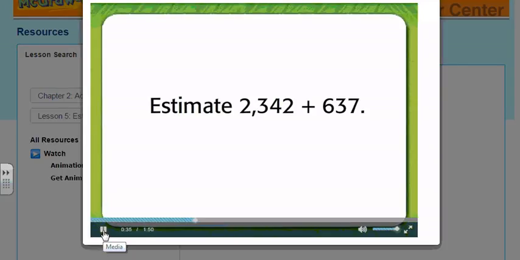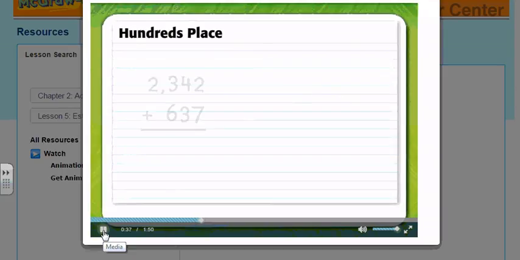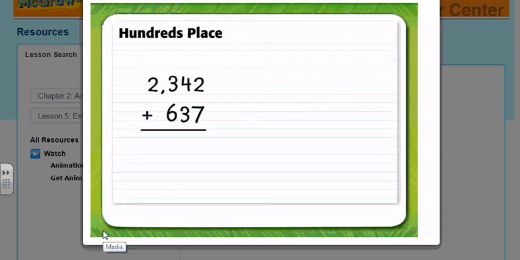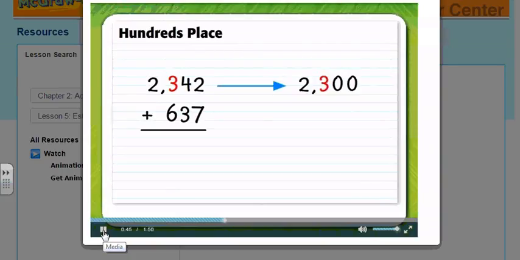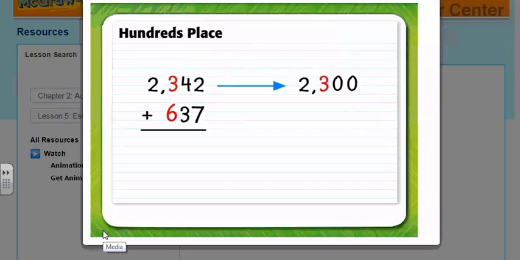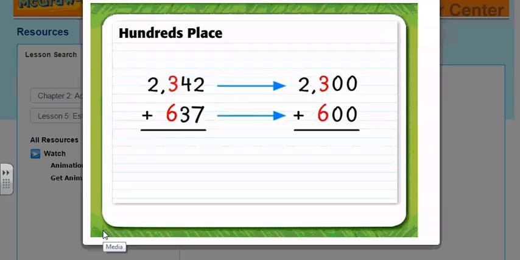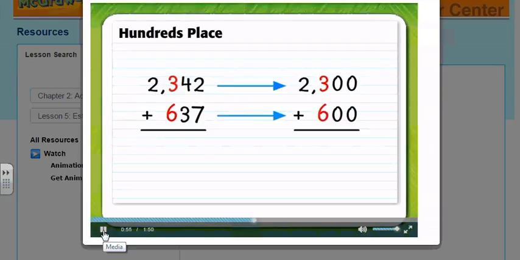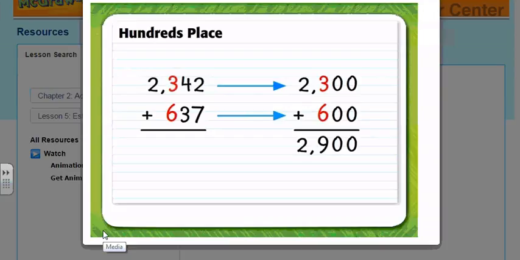One way we can estimate is to round to the nearest hundred. In 2,342, the 3 is in the hundreds place. This number rounds to 2,300. In 637, the 6 is in the hundreds place. So 637 rounds to 600. Now add the numbers together. 2,300 plus 600 is 2,900. The board shop sold about 2,900 snowboards and pairs of boots.